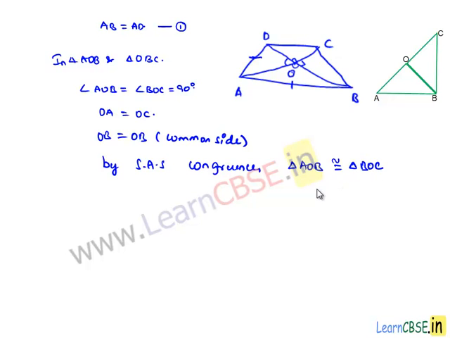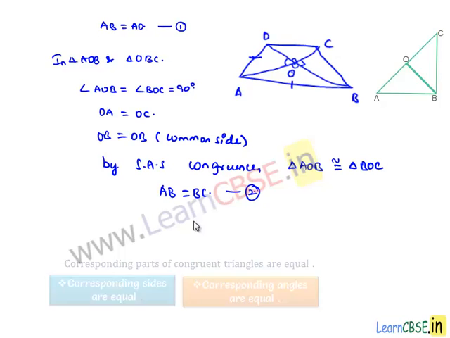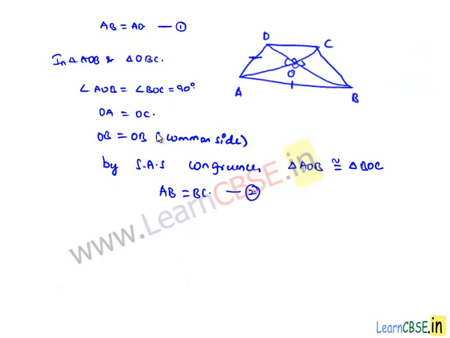And finally we can say from this, when two triangles are congruent, then their corresponding sides and corresponding angles will be equal. So therefore here the corresponding sides AB will be equal to BC. Let us name it as equation number 2. Then from equations 1 and 2 we get AB is equal to BC is equal to CD. Let us name it as equation number 3.